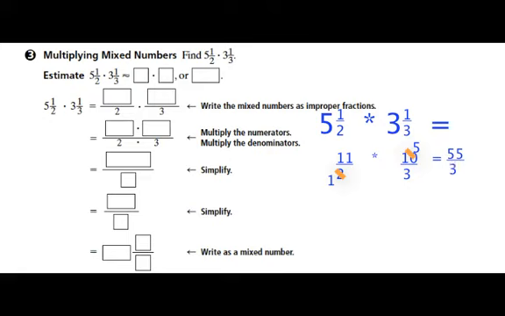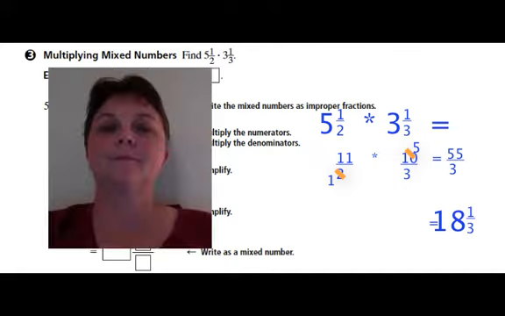We'll still need to simplify this. We have to ask ourselves, how many times does 3 go into 55? You're probably going to need to do a long division problem to solve this. And if you do that, you'll end up with a whole number of 18 and 1/3 left over. So our mixed number is 18 and 1/3. Pause the video if you need more time to copy down the notes.